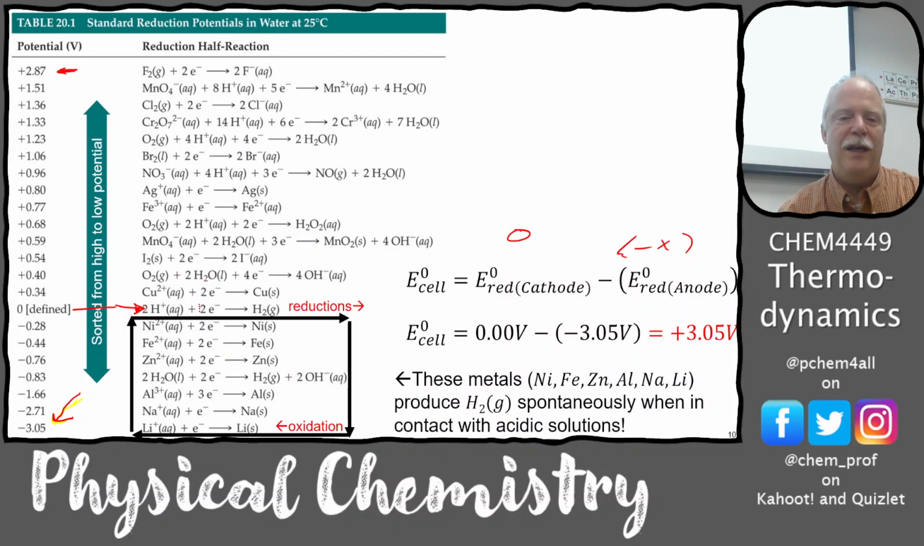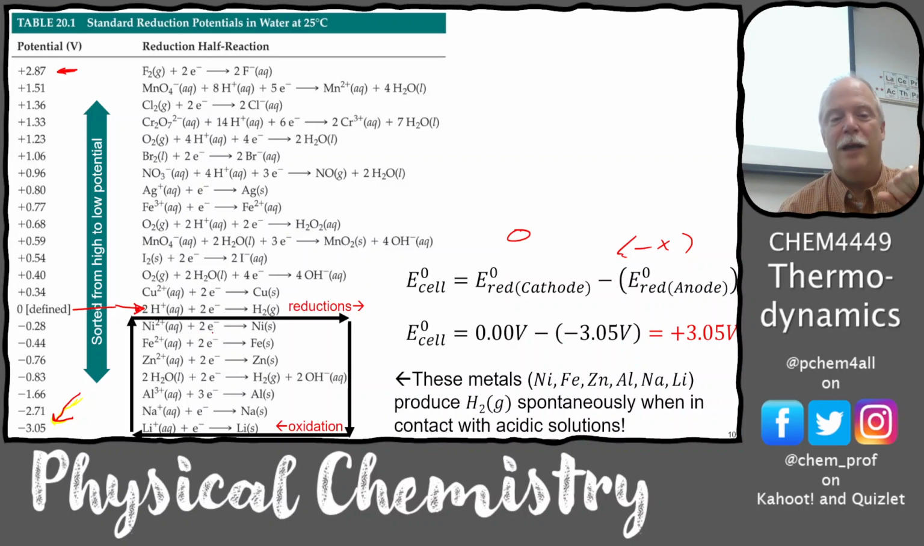So this is a practical application. If I put nickel or iron or zinc or aluminum or sodium or lithium in acid, what's going to happen? Those metals are going to turn to cations, and the acid protons are going to turn to hydrogen gas, and I'm going to see bubbles. That's a bad situation because I'm producing hydrogen gas. And if it's an iron container, I'm chewing through my container. So don't store acid in an iron container. Not only will it chew through the iron, it'll also produce hydrogen gas, which is not good in terms of a confined space, explosive atmosphere, and so on.